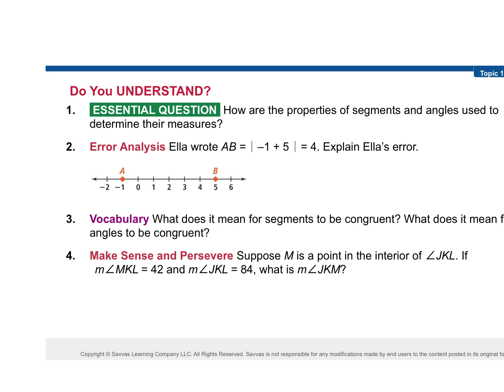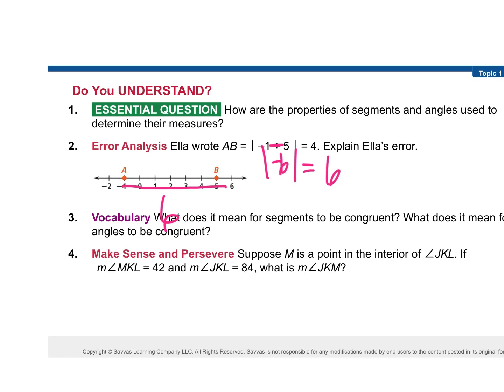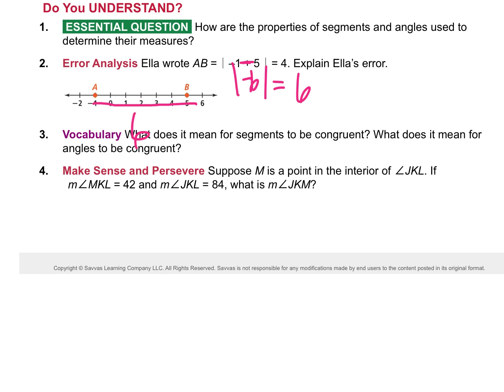So let's look at the error here. It says absolute value of -5 plus -1 plus 5 is 4. So what is her error? And I didn't really teach you this way, but we can see here that this is 6, right? So that should probably be a minus right there. -1 minus 5 is -6, and the absolute value of -6 is 6. And then what does it mean for segments to be congruent or angles to be congruent? Well, it just means that they're equal, right?